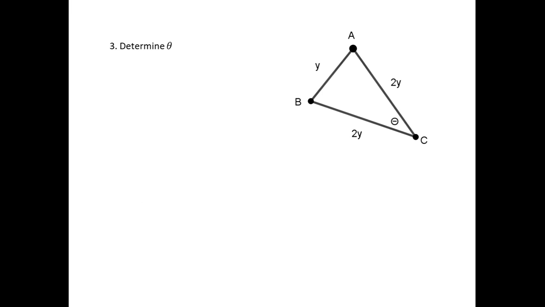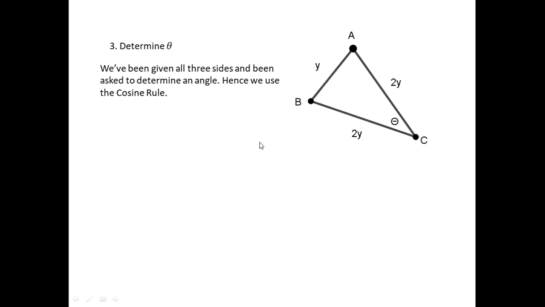Example number 3. Determine theta. Now, you might be panicking because it's all variables. There's no numbers. It's all y's. Well, don't panic, because we can still use our cosine rule because we are given all three sides and we're being asked to work out an angle. So all three sides and asked to work out an angle, that means cosine rule. There it is.